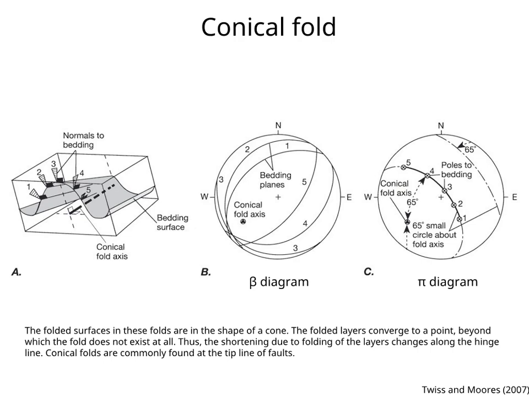In a beta diagram, the bedding planes do not intersect at the fold axis. In fact, the fold axis is not on the fold, but it is a geometrical construct. In a pi diagram, poles to bedding fall along a small circle, whose center is the fold axis. The angle between the fold axis and any of the poles is the same.